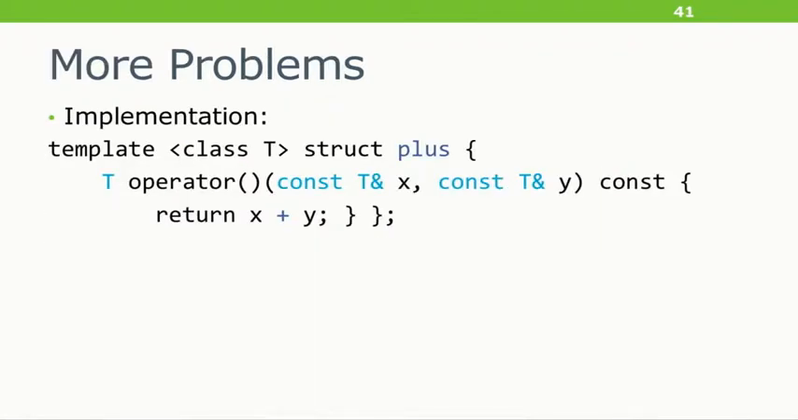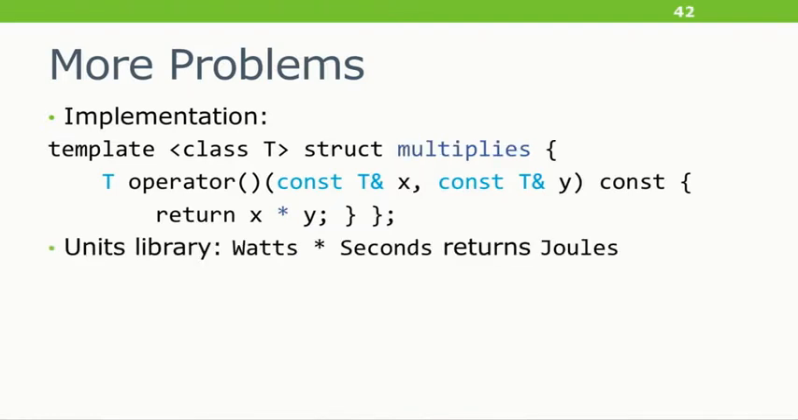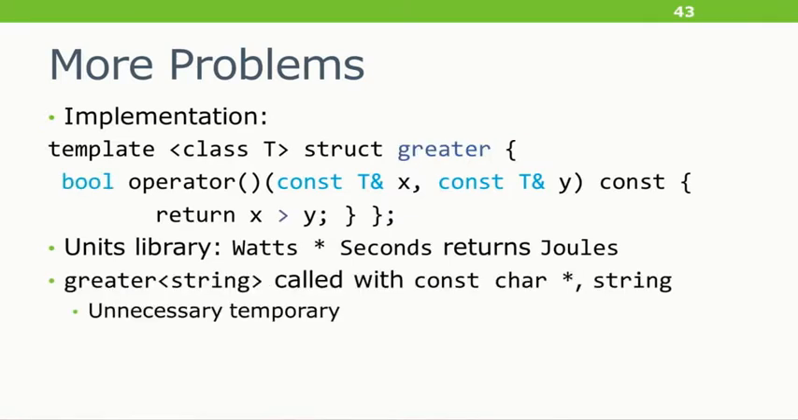Here's some more problems. All of the operator functors, they all have the same skeletal structure. Here I've indented it sort of weird so I can show you how they all share the same structure. This is what they look like. They take const T&, and they return T by value or bool. So imagine I've got a units library and I want to use this with the STL, maybe in a transform. But if I try to pass, say, watts times seconds to multiplies, that won't work because those are different types and they actually return a third different type, joules. And yet the multiplies functor insists on having the types all be the same.